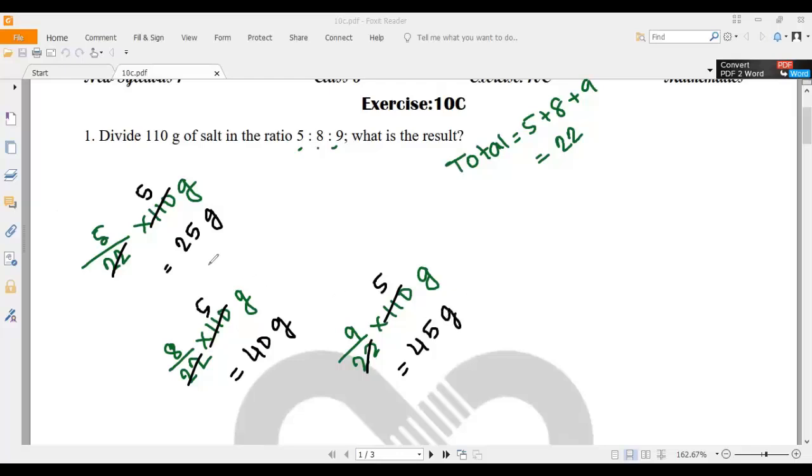And interesting thing is that if we add 25, 40 and 45, it will be 110. So if we want to divide 110 gram of salt in the ratio of 5 is to 8 is to 9, then the share will be 25 gram, 40 gram and 45 gram respectively. I hope you understand this one properly.